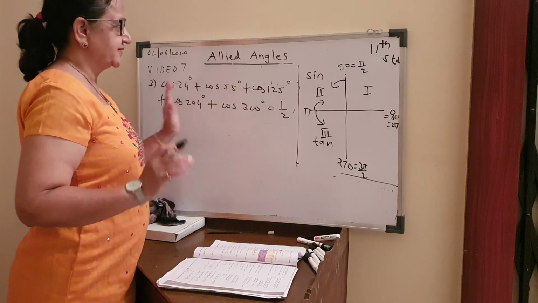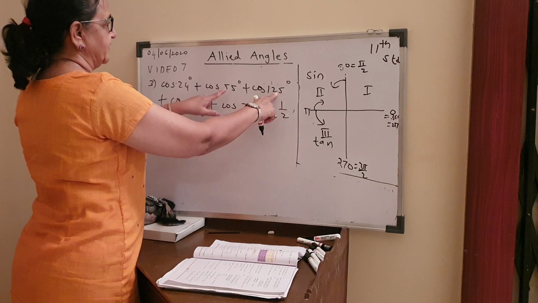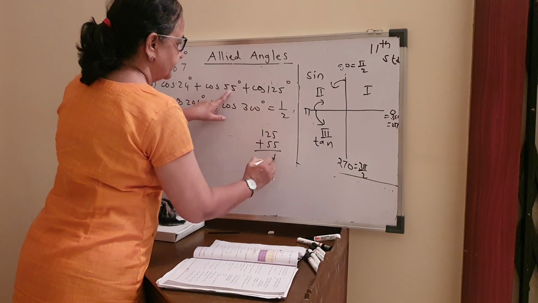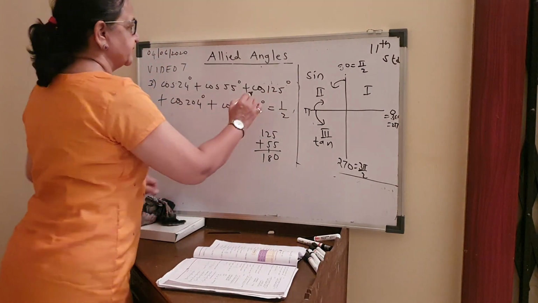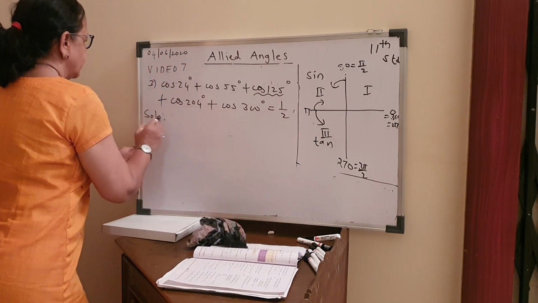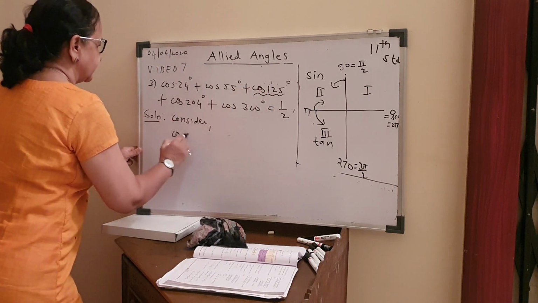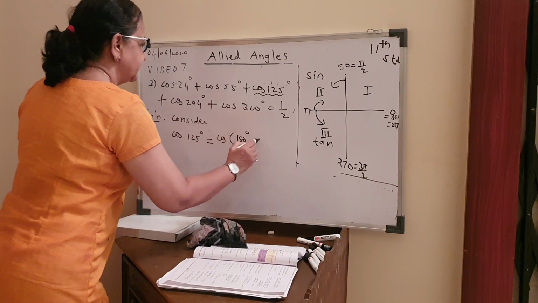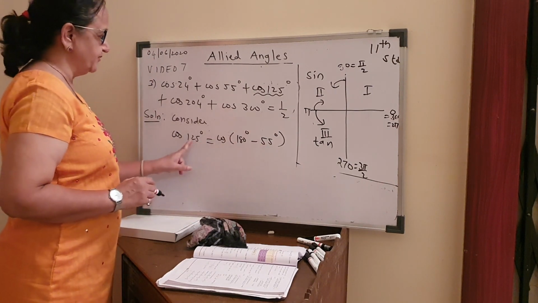Now all the numbers are very different. None of them look standard. But can you see 125 and 55? See the relation between the two? You get 180. 180 means pi. So I think this term I will first simplify. Okay. So in the solution, we'll say consider cos 125 degrees, which I can write as 180 degrees minus 55 degrees. 180 minus 55 will give me 125.